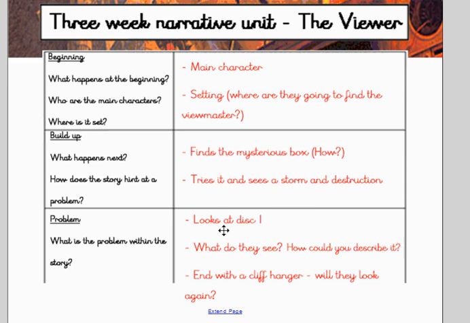So looking at disc 1, and what do they say, how could you describe it? So we'll look back at the story and think about how they describe it. They don't go into huge amounts of detail about what period in history it is. The illustrations allow us to do that. So we're going to have to think about how we can cleverly get across those ideas without the use of the illustration. Okay, and then we're going to end with a cliffhanger.